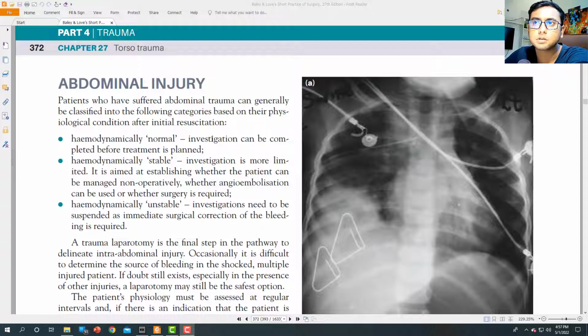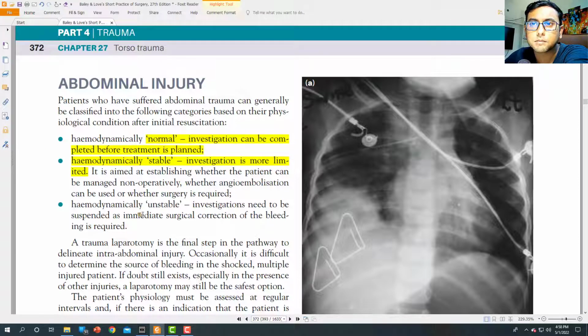Hemodynamically normal: the investigations can be completed before treatment is planned. So in hemodynamically normal patients, investigation can be completed before treatment is planned. Hemodynamically stable patients: this indicates that investigation is more limited. In the case of stable patients, investigation is not so necessary, but in the case of a normal hemodynamic patient, not unstable but normal, investigation can be completed before treatment is planned.